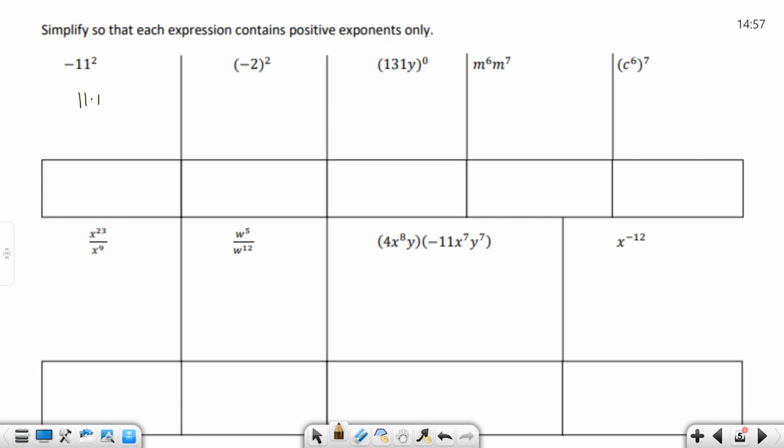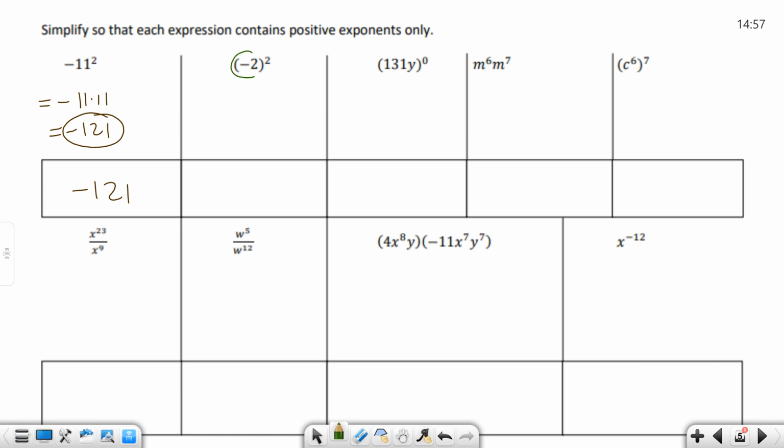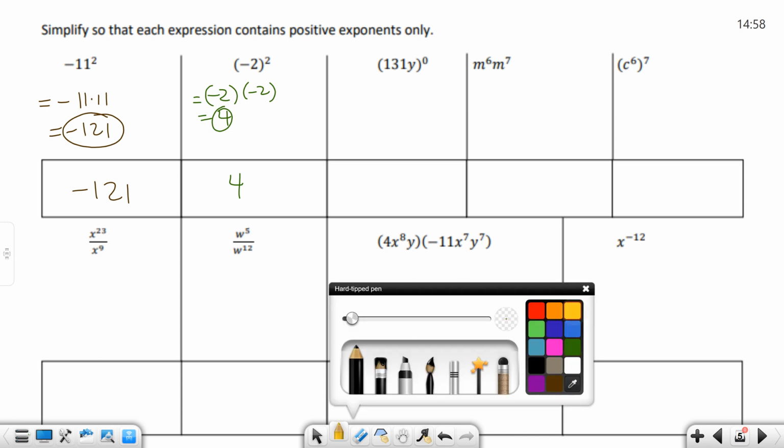So really the 11 is times itself, and what's stuck out front? A negative sign. So then you have a negative 11 times a positive 11, and negative times a positive is negative. And then what is 11 times 11? 121. So that answer is negative 121. But the next one, this whole thing is raised to this power, right? So that means we take the negative 2 and multiply it by itself, and that equals a positive 4.